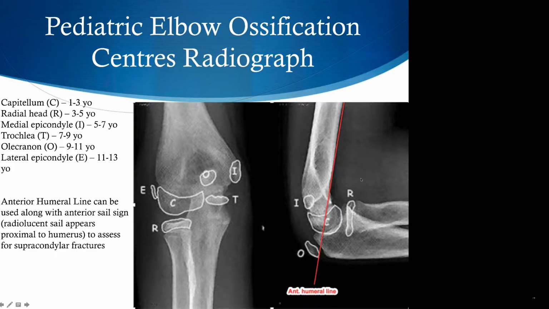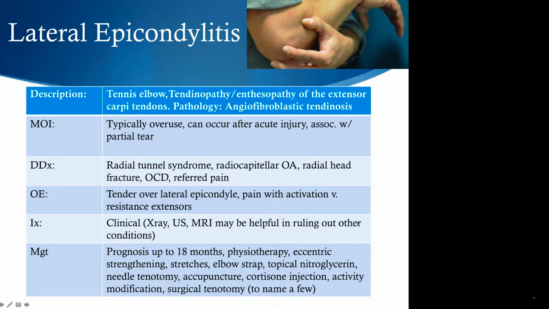Second thing to take a look at is what we see here, this anterior humeral line, and that should transect the midline of the capitellum. If there's something along the lines of a supracondylar fracture, that'll often be displaced, and sometimes this line can go right down along the anterior aspect of the capitellum, which is an indication, obviously, of fracture. There'd generally be an anterior sail sign as well in that situation.